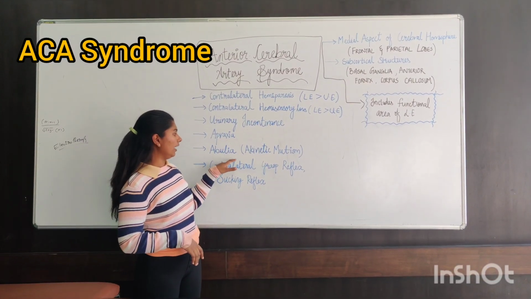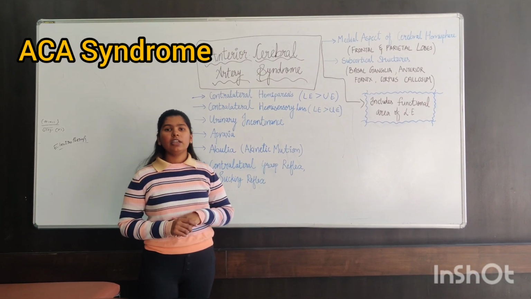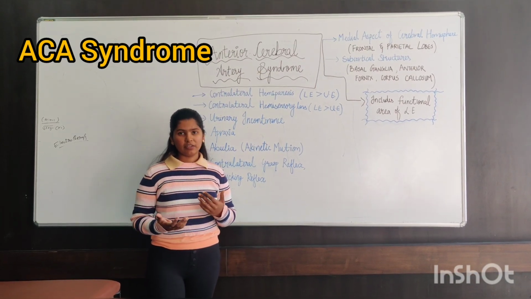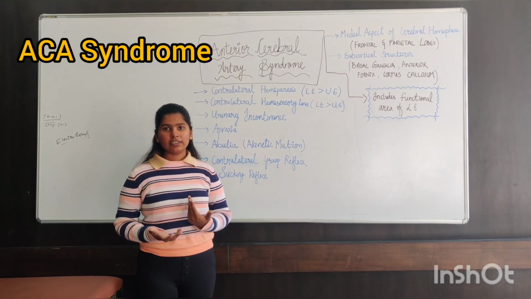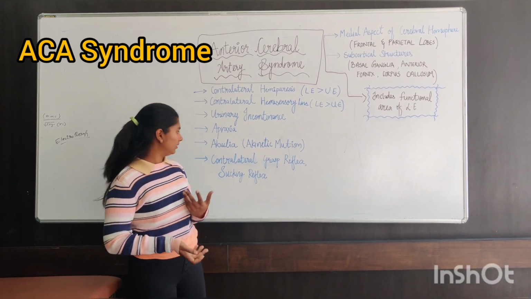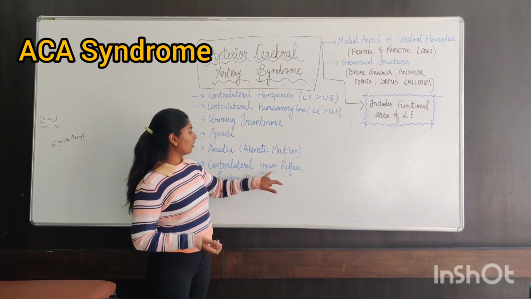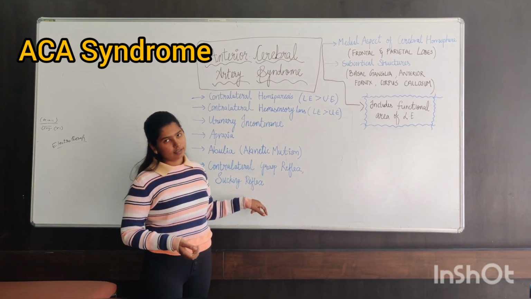Then there is abulia or akinetic mutism, in which the patient's behavior becomes less active. They are less involved in different forms of activities. Then there is also the presence of the contralateral grasp reflex and the sucking reflex.